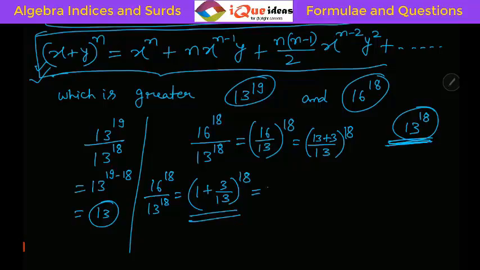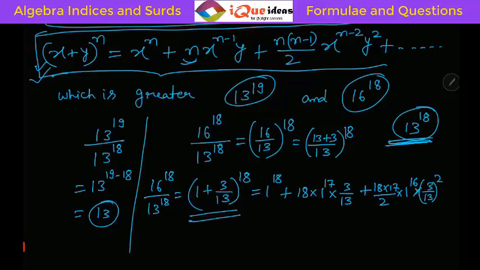So the first term is 1 raised to 18, which is 1. Plus the second term will be 18. In place of n we have 18 into x, that is 1 raised to 18 minus 1, that is 17, into y, that is 3 by 13. Third term would be 18 into 17 by 2 into 1 raised to 16 into 3 by 13 square. Alright, and so on. We don't need to go further. I'll tell you the reason also why we don't need to go further.